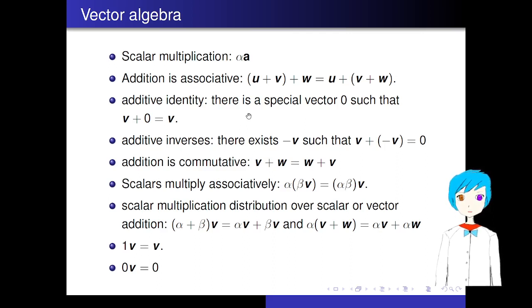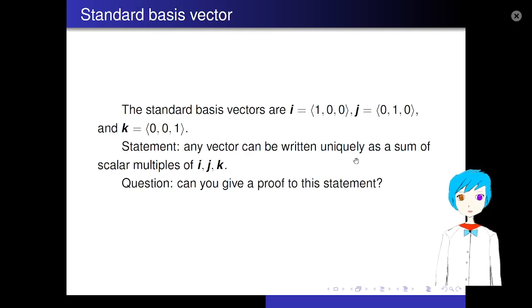There is the scalar multiplication identity 1, which means 1 times v equals v, and 0 times v equals 0. Finally, we have the standard basis vectors for R cubed. They are denoted by i, which is the unit vector along the x-axis, j, which is the unit vector along the y-axis, and k, which is the unit vector along the z-axis. Any vector can be written uniquely as a sum of scalar multiples of i, j, and k, and please think about how to prove this statement.